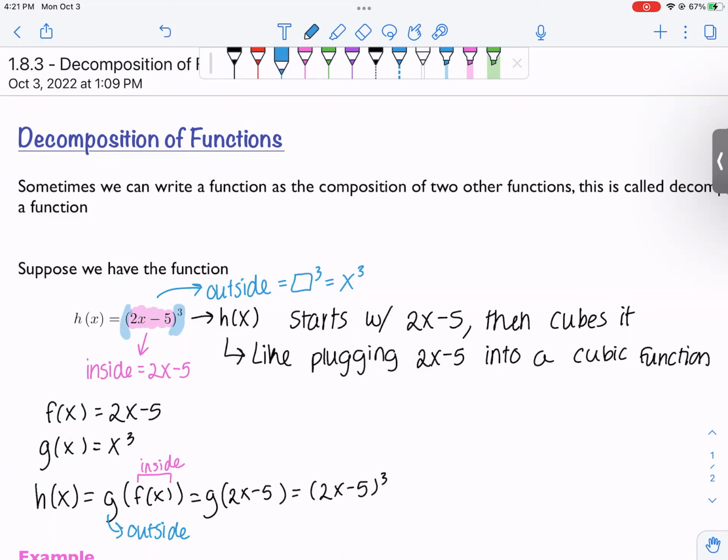This is a topic that comes up a lot in calculus. You'll do something called the chain rule, and the chain rule relies on you being able to identify these inside and outside functions fairly easily. That's why we talk about decomposition of functions. We talk about it because it's going to come back up again in calculus. The outside function, remember, should be the one on the outside of the composition, and the inside function is the one on the inside of the composition.